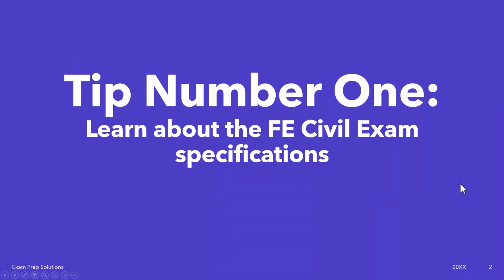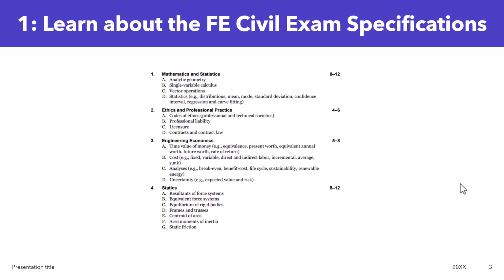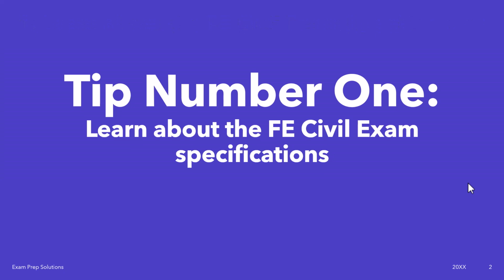So tip number 1 is learn about the FE civil exam specifications, and you can find this on the NCEES website. The specifications are what kinds of problems and how many of them are going to appear on the FE civil exam. So if you don't know what topics to study, this is the first place you're going to want to go. It's going to give you an idea of what kinds of questions they're going to be asking and what you may need to do to study for them. Just like any other test you would take, you're going to want to have a good idea of what kind of questions are going to be asked and how many of them.